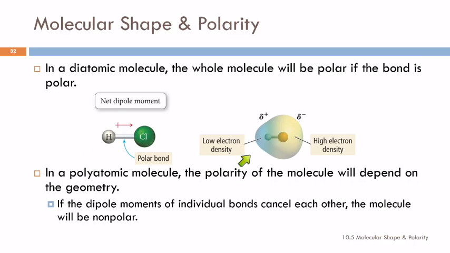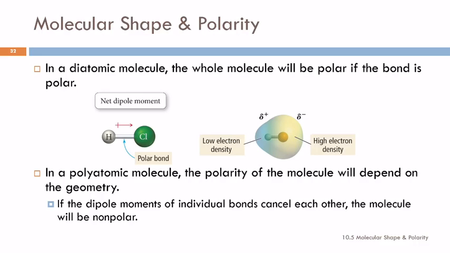And so we can draw it this way in terms of electron density. There's more electron density on the chlorine end and less on the hydrogen end. We can indicate with a delta plus or a delta minus which end is positive and which is negative. Any questions?